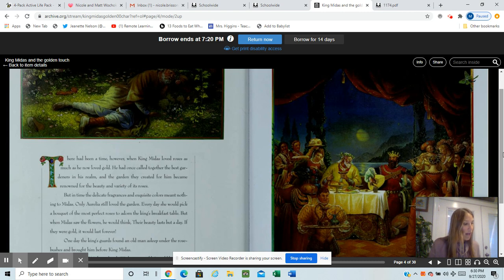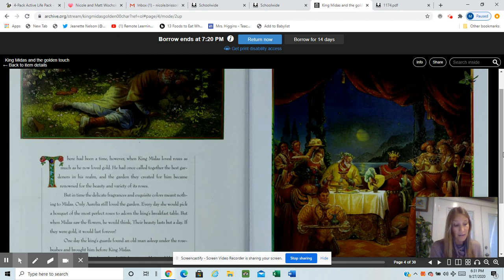There had been a time, however, when King Midas loved roses as much as he now loved gold. He had once called together the best gardeners in his realm, that's his land, and the garden they created for him became renowned for the beauty and variety of its roses. But in time, the delicate fragrances, those are the smells, and exquisite colors, the beautiful colors, meant nothing to Midas.